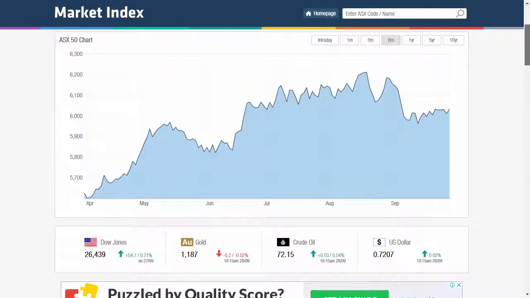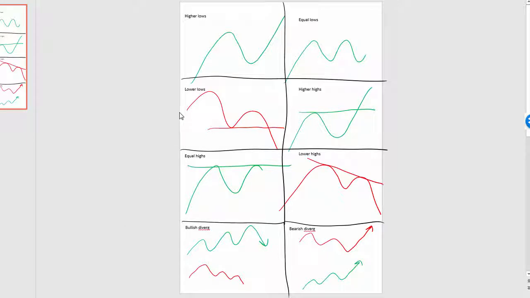Now, what I tend to do is I have a spreadsheet that I like to use over the top 50 stocks. So every day, and certainly every weekend, what I like to do is have a look at the top 50 ASX stocks as I'm focused on the Aussie 200 index, and see which ones are making higher lows, equal lows, lower lows, higher highs, equal highs, lower highs. If there's any bullish or bearish divergence as well.